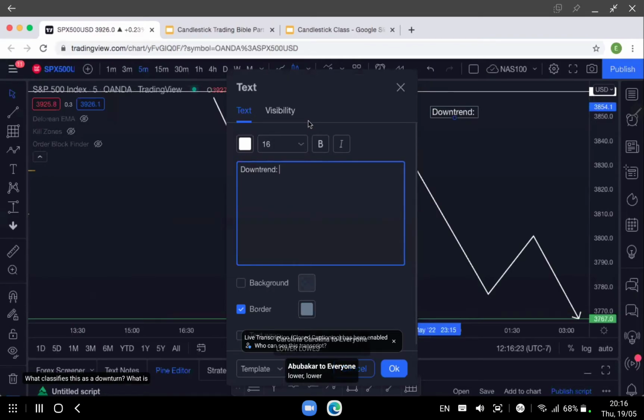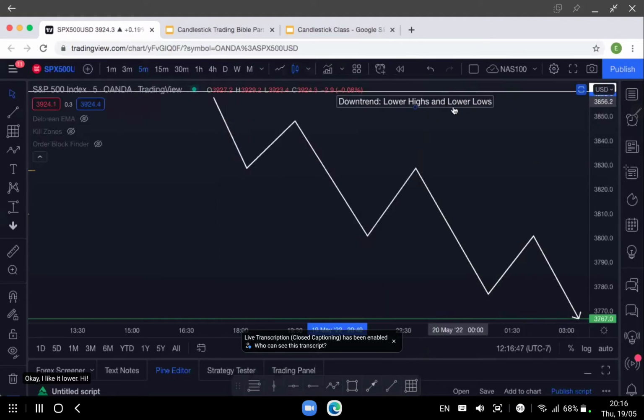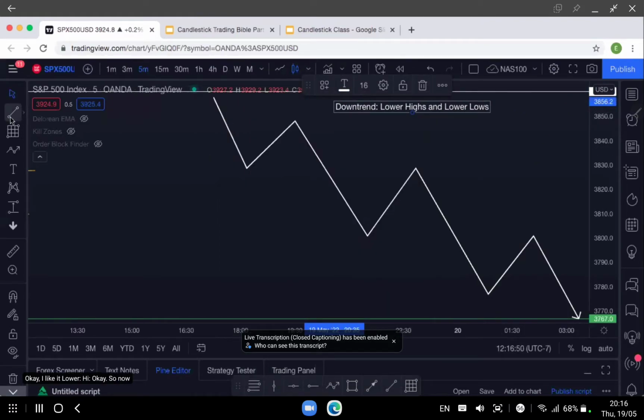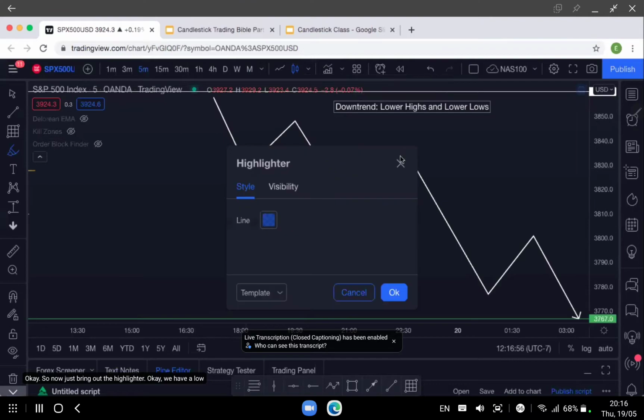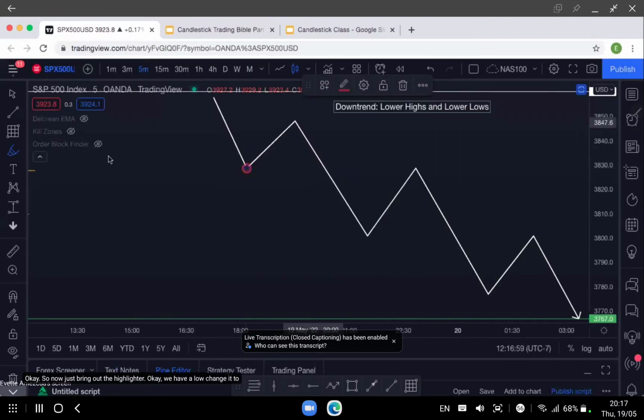Lower highs and lower lows. Perfect. Lower highs and lower lows. Okay, so now just bring out the highlighter. We have a low. Let's change it to red for this example. This was our high, our low.